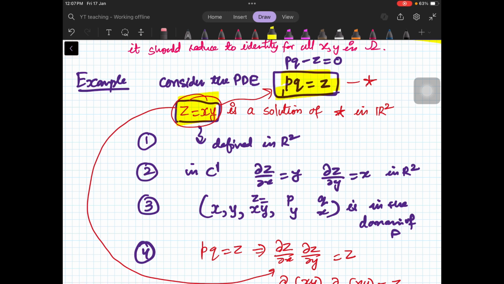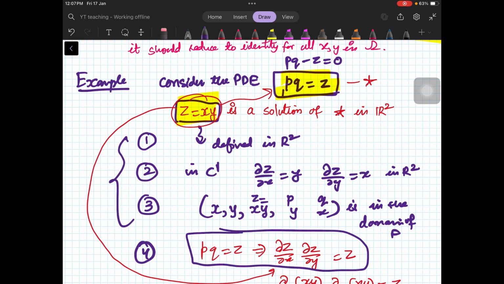Generally, as we progress in this course, we are not going to check these conditions. We'll straight away just verify this. But at the back of your mind, it should be clear that these things are equally important, right? Otherwise, things will not make sense.